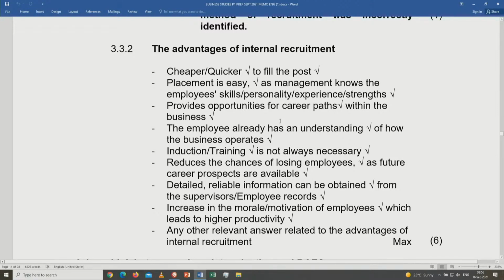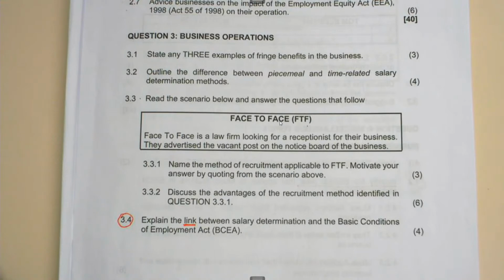Let's go back to the question paper. Now, look at 3.4. Explain the link between salary determination and the Basic Conditions of Employment Act. To some, this may seem like a new question altogether. It's just that it's not been asked very often. You'll struggle to locate it in the previous papers. But when you go to your examination guideline, this content is there. This question is also there: the link between salary determination and the Basic Conditions of Employment Act.